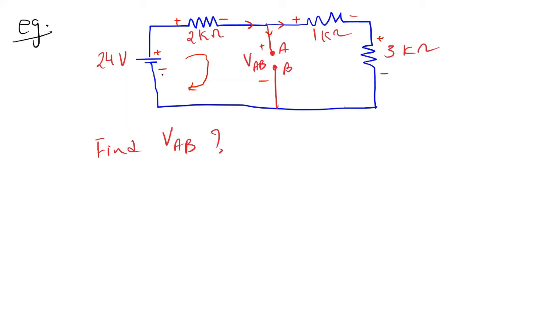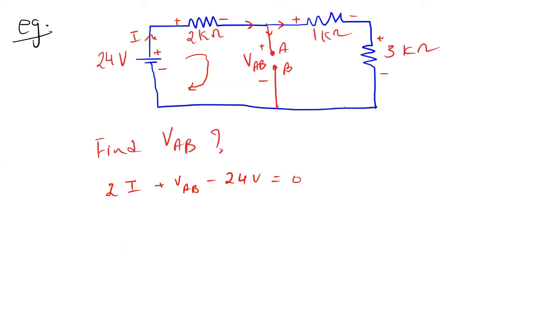Okay, sir. Try again. So here I will follow this particular direction. So I have minus. I will start from the first resistor. Let's say the current is I. So I have 2 kilo ohms into I, 2I, plus VAB minus 24 volt is 0.